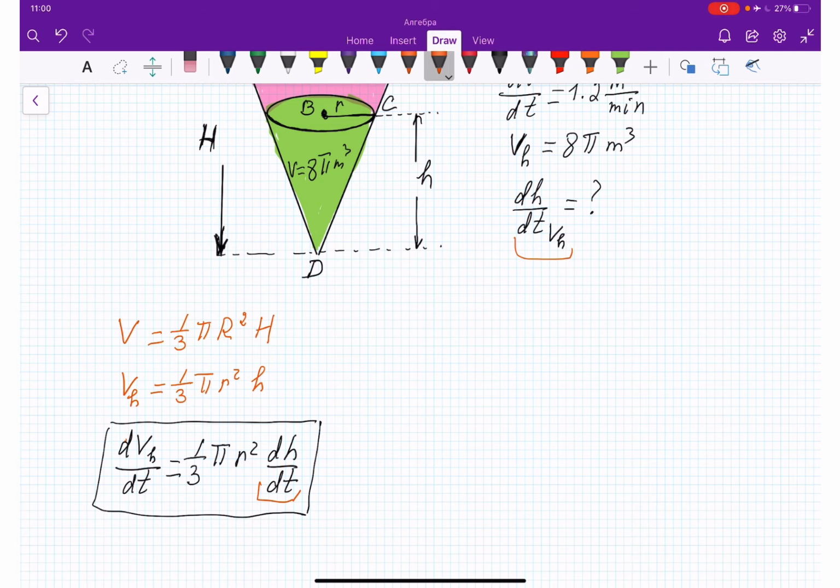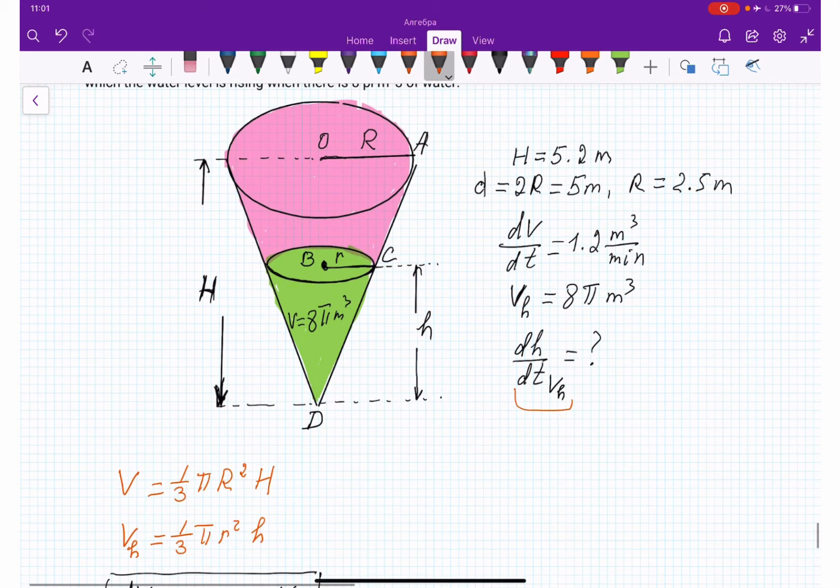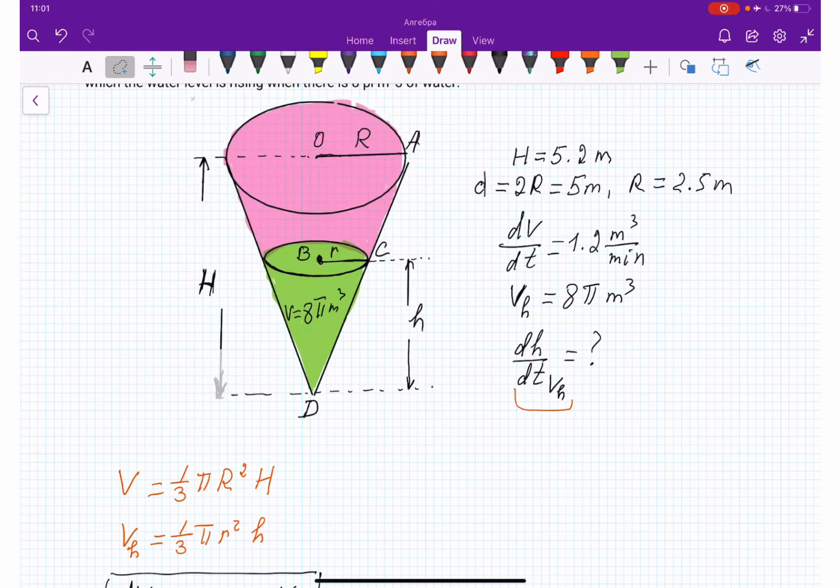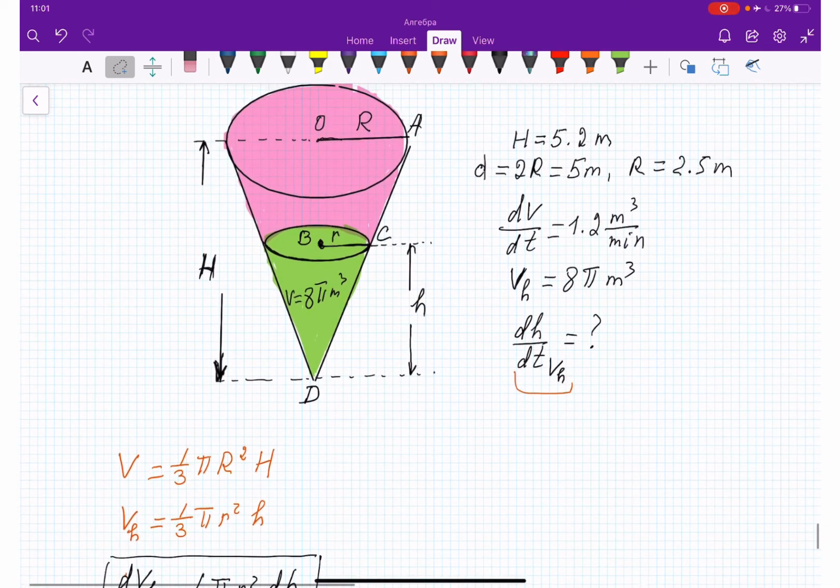So the problem is we don't know lowercase r, we don't know lowercase h. How am I going to find out? This is what I'm going to do. Maybe let me make it a little bit smaller so we can reach the end of the tiny bit. Okay, I'm going to create a proportion. What kind of proportion am I going to create? So I'm going to write down OA is related to BC.